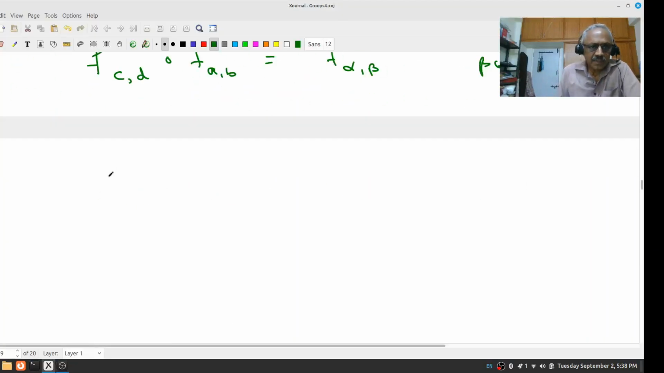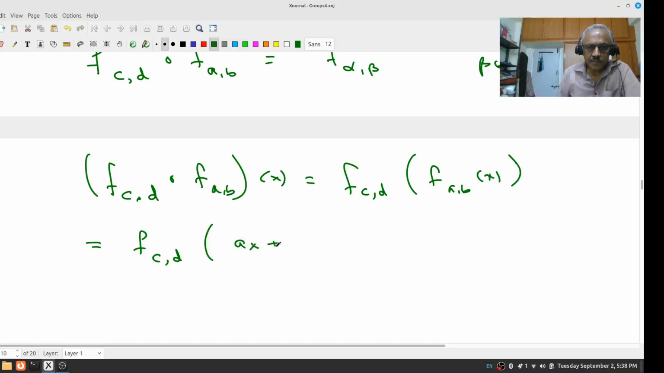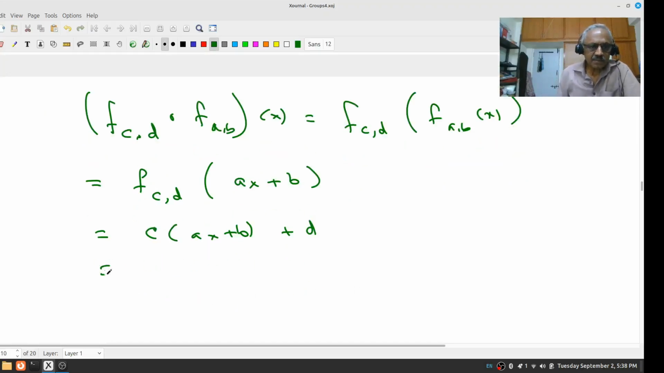So let us look at f of CD composite f of AB. This acting on a real number x, by definition, is f of CD acting on f of AB acting on x. But what is this? This is f of C comma D acting on ax plus b. So this is the real number you are looking at, and f of CD has to act on that. It will act as c times ax plus b plus d. But this is algebra now. I can write this as a times c times x plus bc plus d.